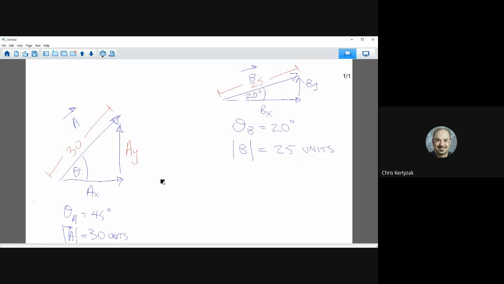So let's just start with getting Ax. I'd like to figure out how long this one is, assuming that the length of the hypotenuse is 30 units long and the angle is 45 degrees. So in this case, I've got an adjacent, because this is adjacent to the angle, and I also have the hypotenuse. So I know the length of the hypotenuse, and I'm looking for the adjacent. So I'd have to think which trigonometry function goes with adjacent and hypotenuse. Right, so that would be our cosine. Our cosine of some angle is considered the ratio of the adjacent length divided by the hypotenuse length.